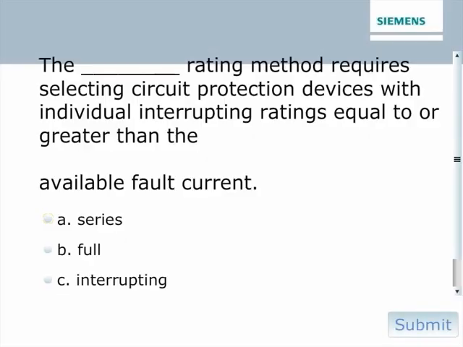Question 14. The blank rating method requires selecting circuit protection devices with individual interrupting ratings equal to or greater than the available fault current. Is it A, series, B, full, C, interrupting, or D, withstand?